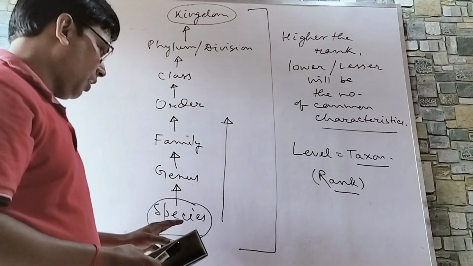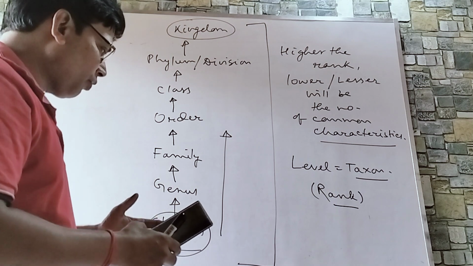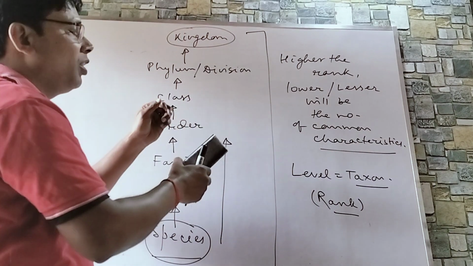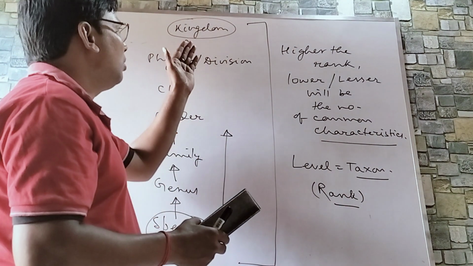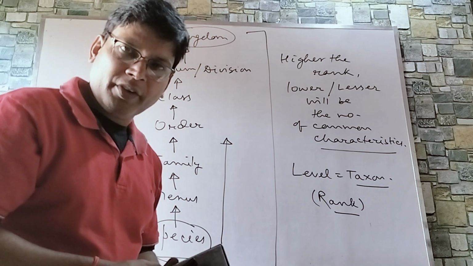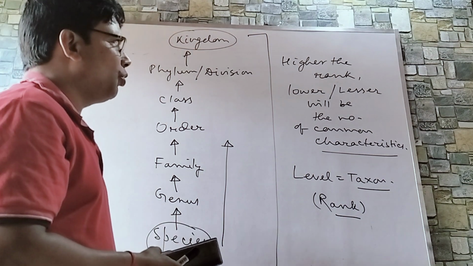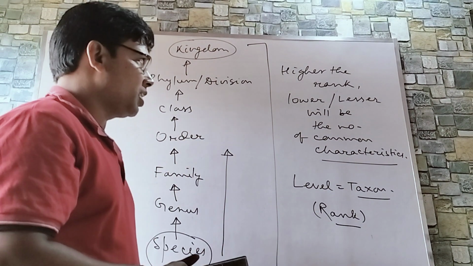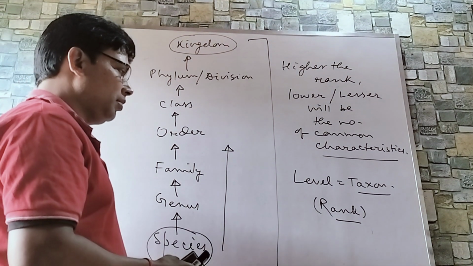For example, if you compare two species, suppose mango and human, you will find a number of common characteristics. But if you compare kingdom Plantae with kingdom Animalia, you will find the least number of common characteristics: mangoes are chlorophyllous, green in color, but humans are non-chlorophyllous, non-green. So as we go towards the higher ranks, the number of common characteristics generally reduces.